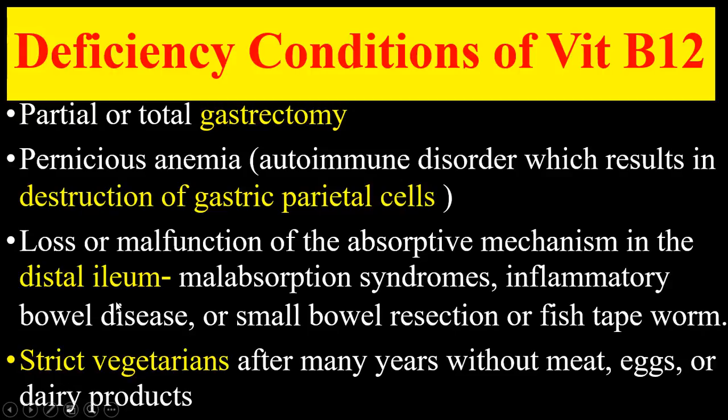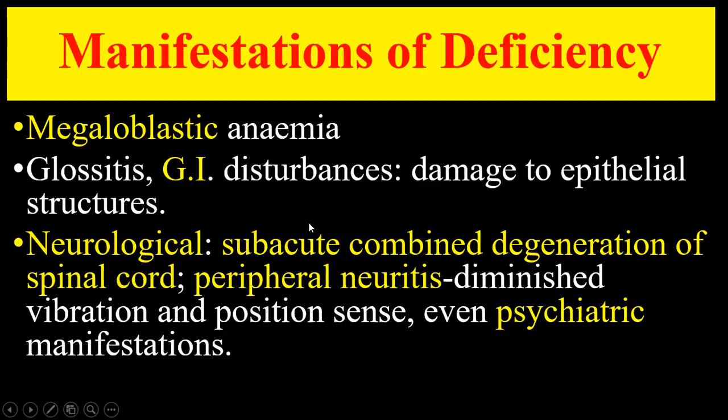And if we have loss or malabsorption in the absorptive mechanism of the distal ileum through which it is absorbed, understandably in malabsorption syndrome, inflammatory bowel disease, small bowel resection, or fish tapeworm, also known as Diphyllobothrium latum, which will absorb the vitamin B12 there. And strict vegetarians after many years without even egg, meat and dairy products. So manifestations of deficiency are megaloblastic anemia and others.